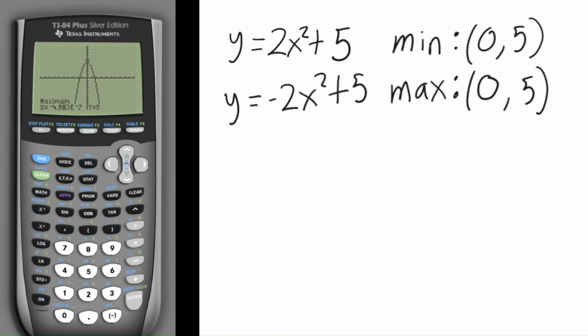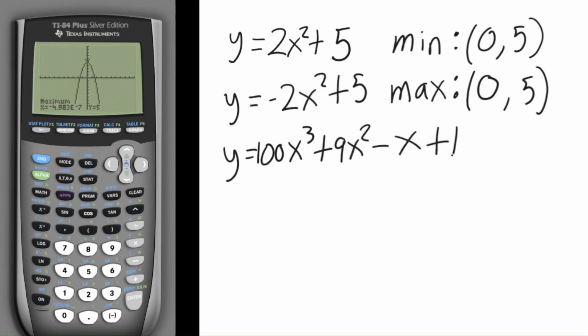All right, let's take a look at another one. A little more tricky this time. Let's do y equals 100x cubed plus 9x squared minus x plus 1. That's quite a bit more complicated, right? To do this algebraically would be very difficult. However, on the graph, it should be just pretty much the same as the last problem we did.